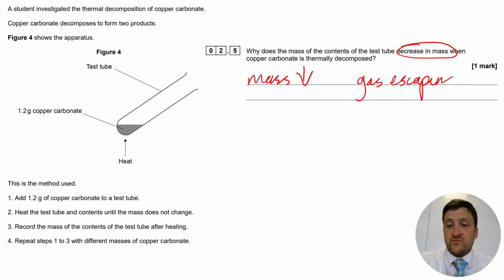Now again, I'm going to go all in. What gas? Well, I know that copper carbonate produces carbon dioxide. So actually, I'm going to write CO2 gas is escaping to cover all my bases so that they know I know it's carbon dioxide as well.